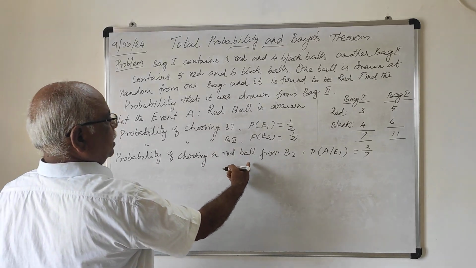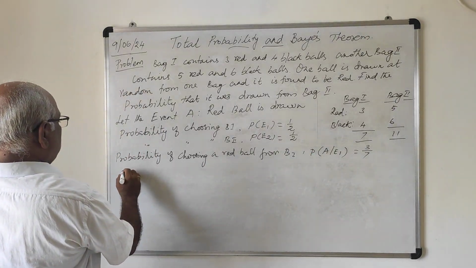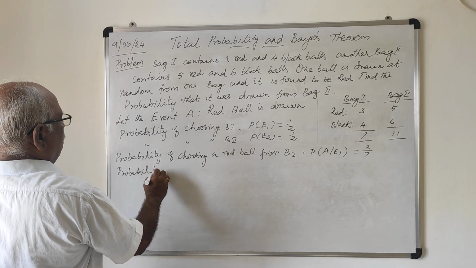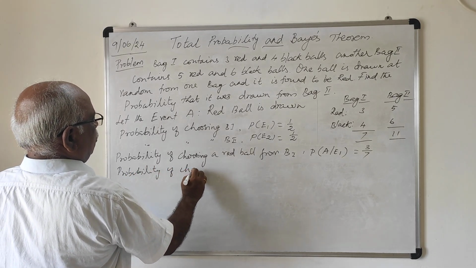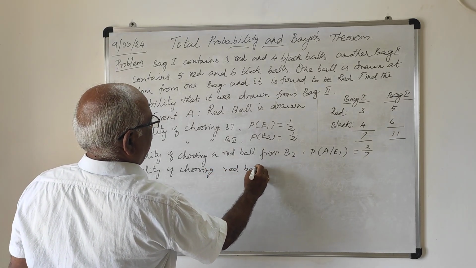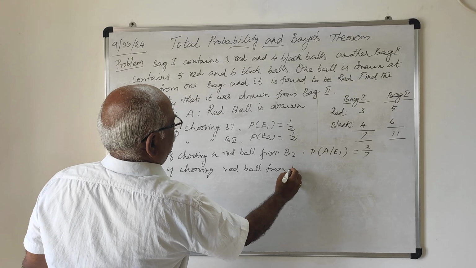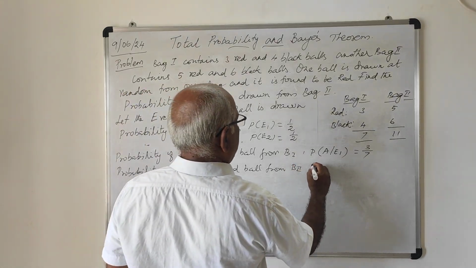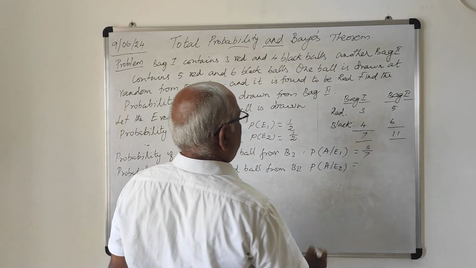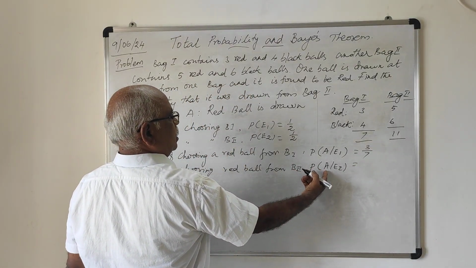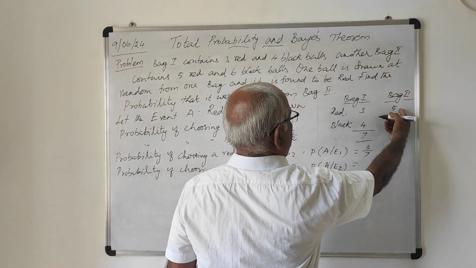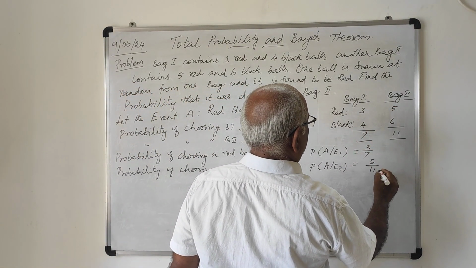Similarly, the probability of choosing a red ball from bag 2, that is P of A by E2. There are 5 red balls in bag 2, and total balls 11, therefore this is 5 by 11.